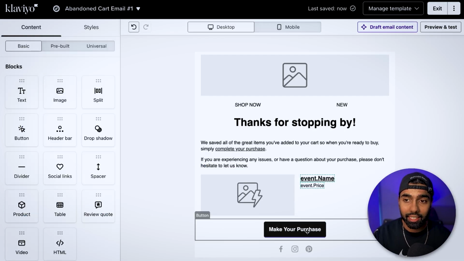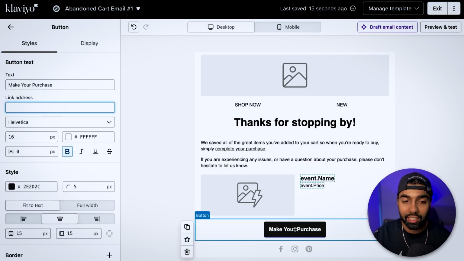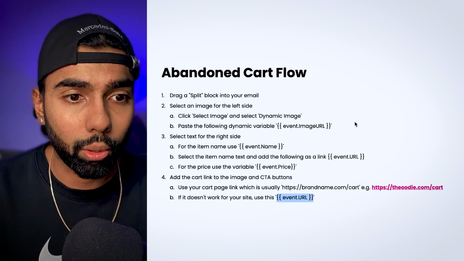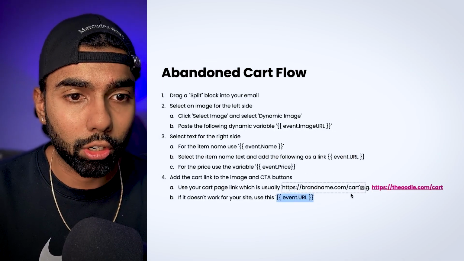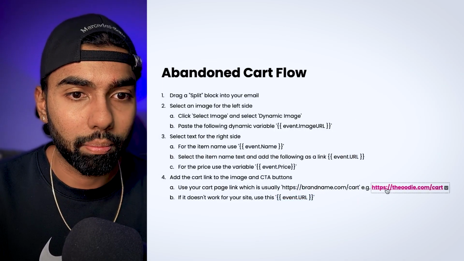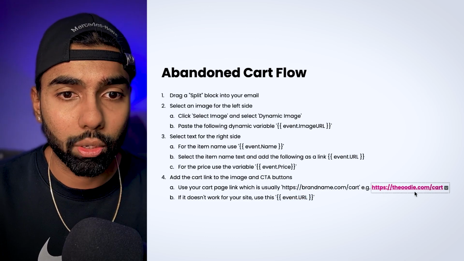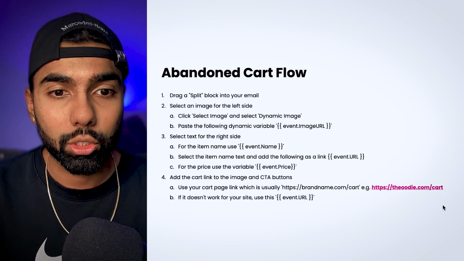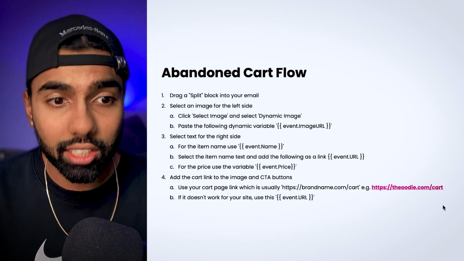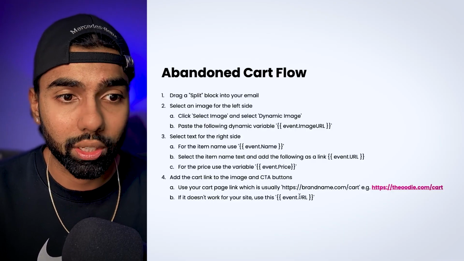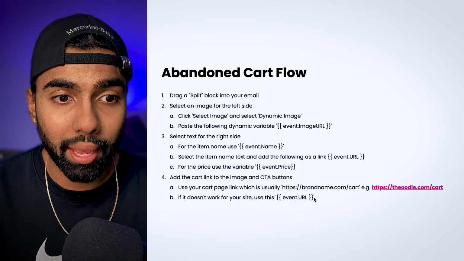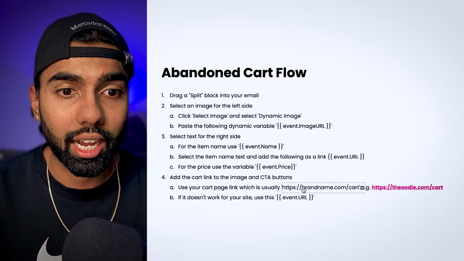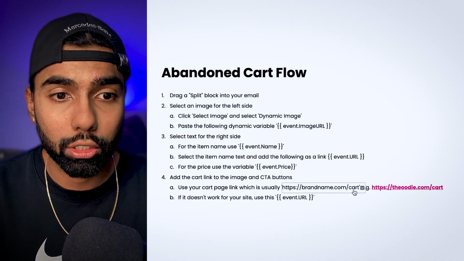Now, the last thing left is this link for the CTA button. What I recommend doing is linking this straight to your cart page. To find your cart page, if you have a Shopify store, it's pretty straightforward. It's usually just storename.com/cart. So this is an example for the hoodie, so it'd be hoodie.com/cart. Try that, make sure it works. If that doesn't work, then your only option is doing event URL, which is going to take them to the product page. But if you can do this, then I highly, highly recommend linking them straight to your cart page.